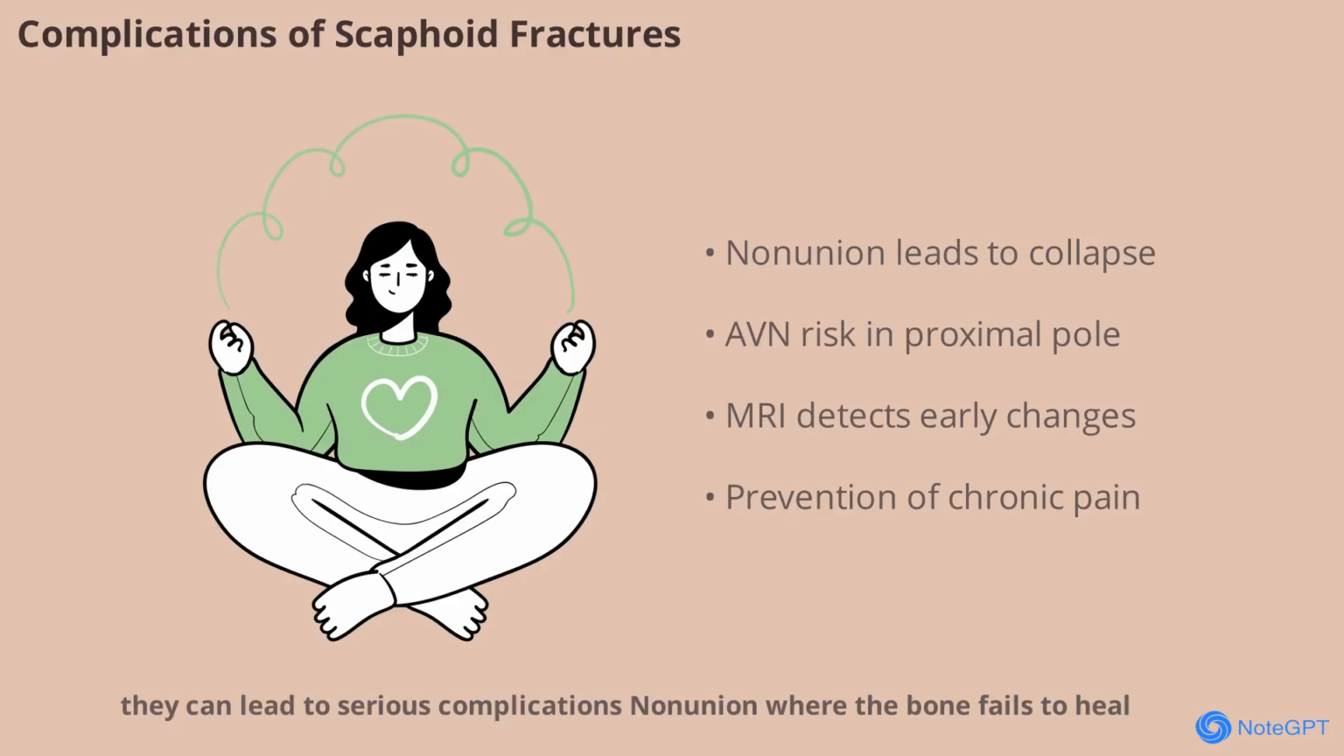Nonunion, where the bone fails to heal, may progress to scaphoid nonunion advanced collapse (SNAC), resulting in chronic pain and wrist instability. Another risk is avascular necrosis (AVN), especially in the proximal pole of the scaphoid due to its unique blood supply. Imaging, particularly MRI, is crucial for identifying these complications early. Recognizing the signs and understanding the risks associated with scaphoid fractures can help prevent long-term disability and improve patient outcomes.